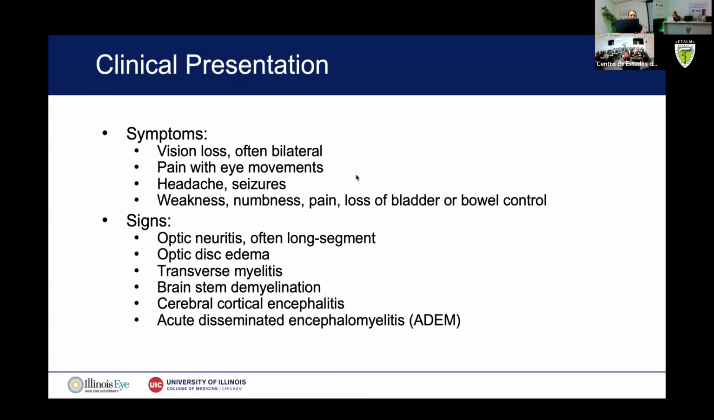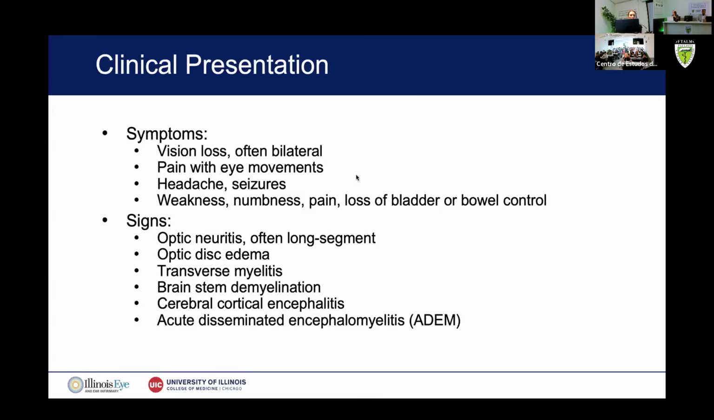Symptoms typically include vision loss. It's often bilateral and quite extensive. Pain with eye movements, as in other optic neuritides. I don't know if that's the plural. Headache, seizures, and then weakness, numbness, pain, loss of bladder or bowel control, like in other demyelinating diseases.